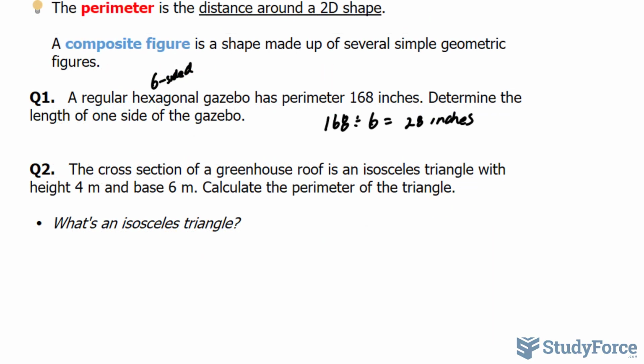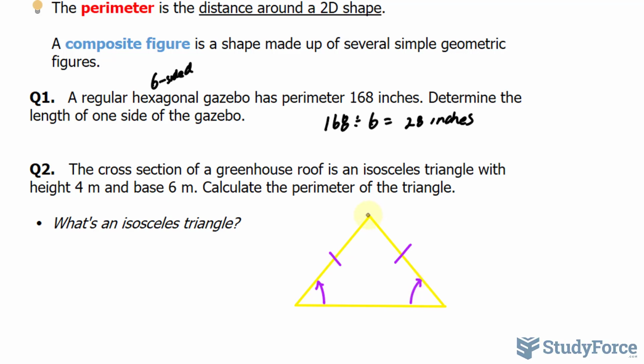Question 2 is a little more challenging. The cross-section of a greenhouse roof is an isosceles triangle with a height of 4 meters and a base of 6 meters. Calculate the perimeter of the triangle. Now an isosceles triangle is one where two of the sides are equal. So I've drawn for you a triangle, and this side and this side, for it to be an isosceles, need to be the same length. In addition, the angle here and here would be the same, although that's not important in this particular problem.